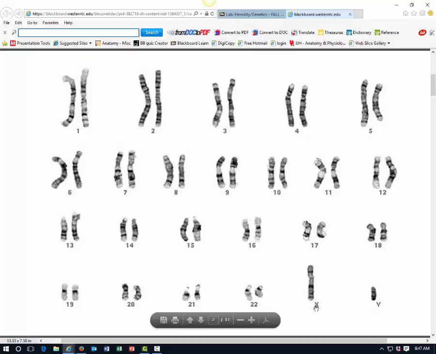The 23rd pair, in this case, is an X and a Y. These are called the sex chromosomes, and these chromosomes carry information about making someone male or female, so those body traits that determine male versus female. The Y chromosome is a male chromosome, so the information that makes a male is carried on this very short Y chromosome. There's not a lot of other information on the Y chromosome other than the male traits.